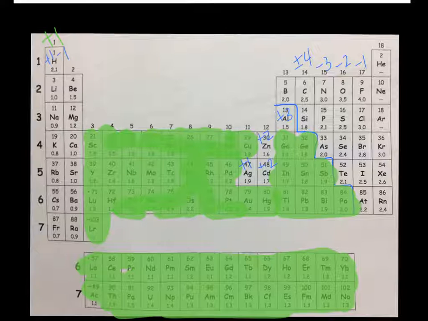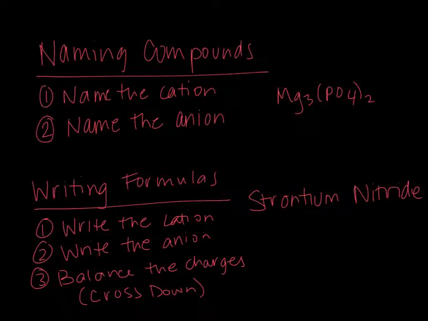Alright, so first, the way that we've been doing this, when we name compounds, we just name the cation and then we name the anion. This is the way we learned it in the last video. So this right here is magnesium, and this one is phosphate. So this would just simply be magnesium phosphate. And then when we write the formulas, we just write down the cation, and then we write down the anion, and then we balance the charges.